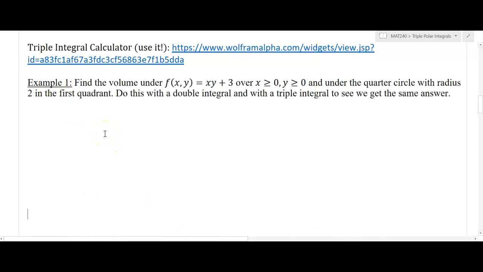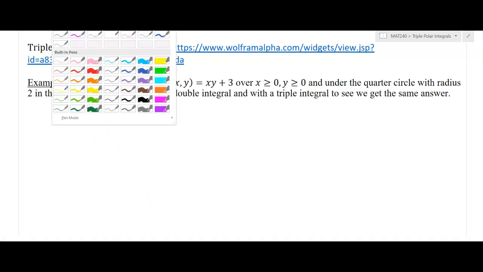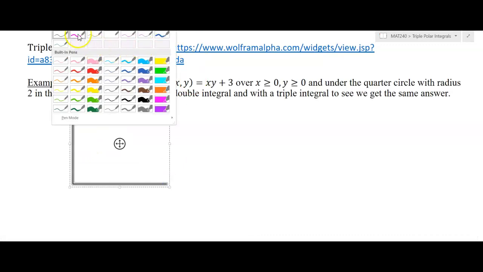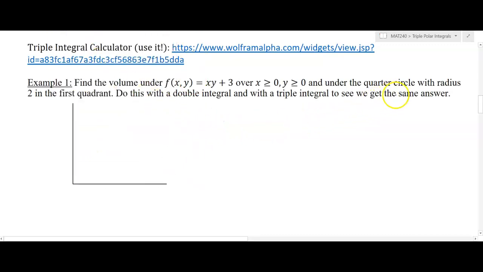Okay, so in this case, with the double integral, we would first of all start off sketching the region. So let's sketch the region, which is a quarter circle with radius 2 in the first quadrant. So that would look something like this. We'd have this quarter circle here. This is going to have radius 2, so that means it's going to have the form x squared plus y squared equals 2 squared. X squared plus y squared is radius squared. And so we have some sort of surface floating over this xy plane.